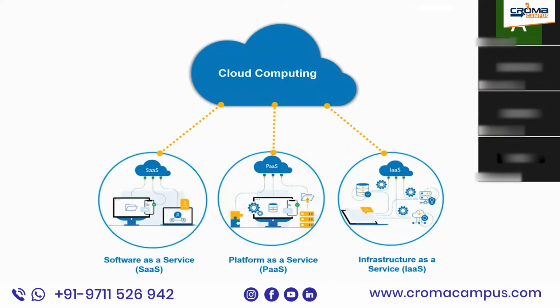So cloud computing has many forms, but the three major forms of it are software as a service, platform as a service, and infrastructure as a service. As the name suggests, software as a service means a software is being provided as a service. So it is called SaaS.